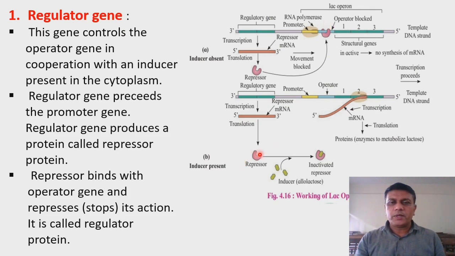So when this repressor protein is inactivated, here we can see the inactivated repressor protein, then the operator is switched on and the process of transcription and translation occurs. This protein is called the repressor protein, and it is also called the regulator protein. It controls the operator gene, whether to switch on or switch off.